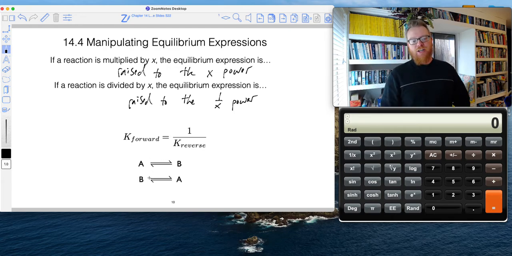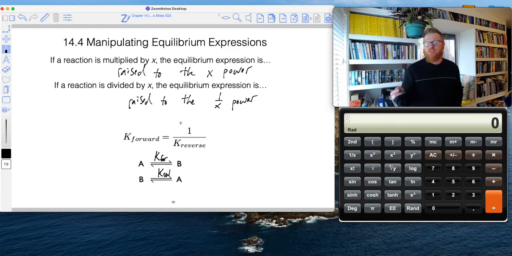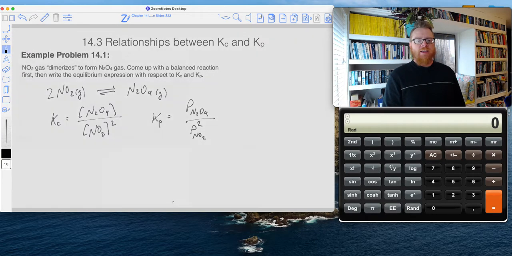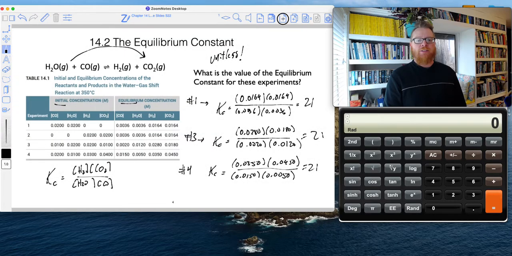So for example, this generic reaction right here, I could think of A going to B, or I could just completely write that backwards, B going to A. Well, based on this rule right here, what you might notice is if I write this as K forward and I write this as K reverse, hopefully you can see that they're going to be the inverse of each other, right? So I want to go back to these examples that I showed you guys right here.